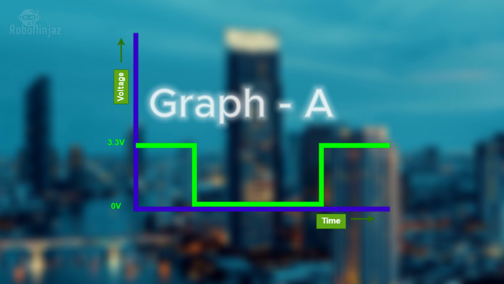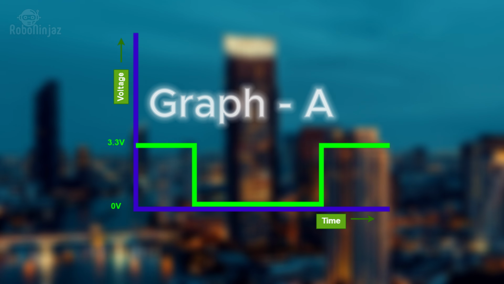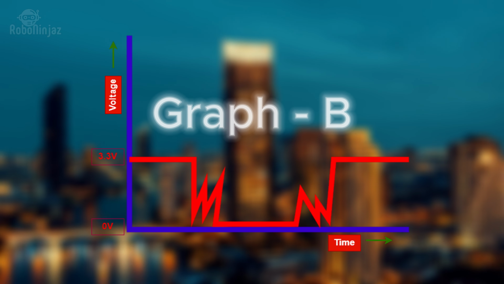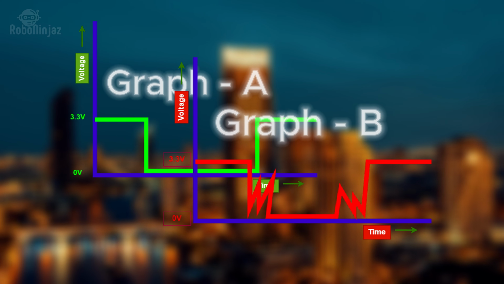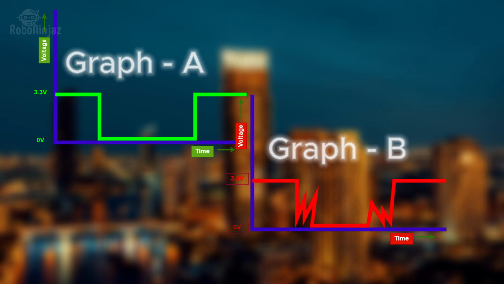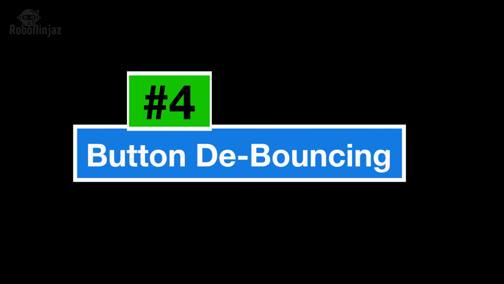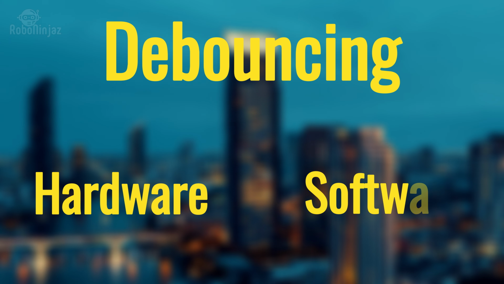Take a look at the graph. A shows the ideal switch press, a clean, instant transition. B shows the real-world behavior, a messy signal with rapid changes before it stabilizes. This is exactly what we need to fix with debouncing. Ready to solve it? Button debouncing. Debouncing can be done in two ways: hardware method and software method.